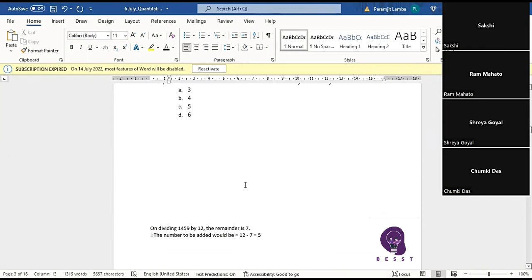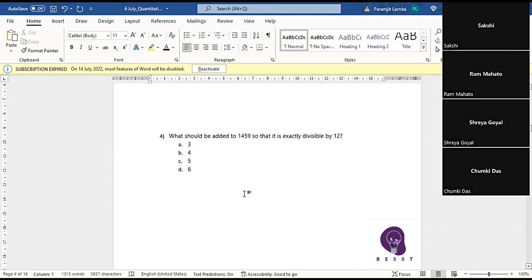Next, we move on to the next question, which is what should be added to 1459 so that it is exactly divisible by 12? Again, logical question. Think, 1459 divided by 12 is equal to 121.58. We don't need a number with decimal points. So to find out how much is a whole number, 121 into 12 is equal to 1452.